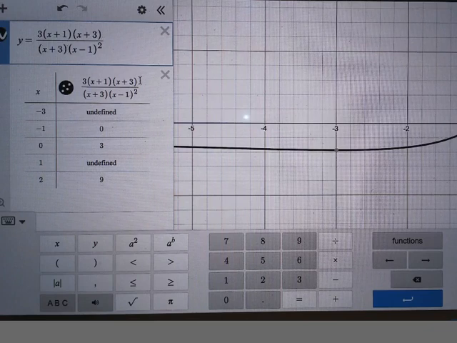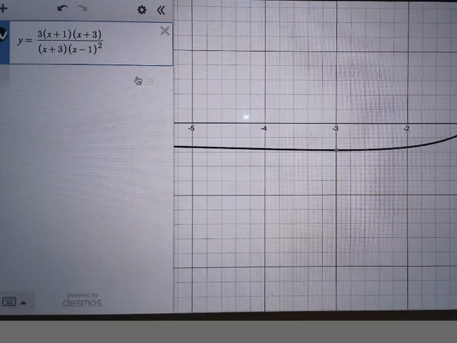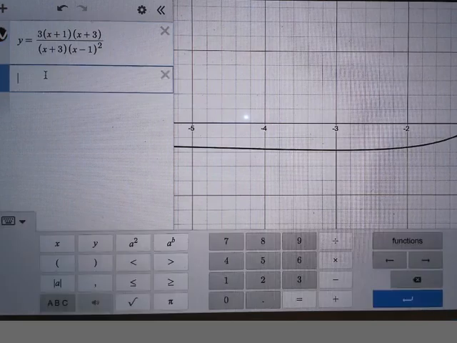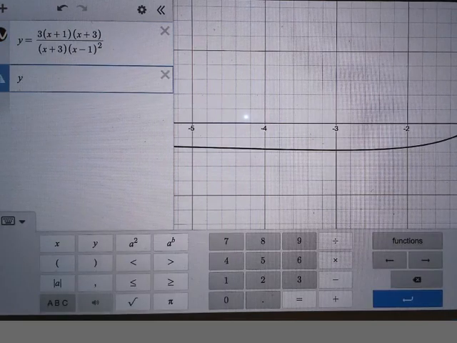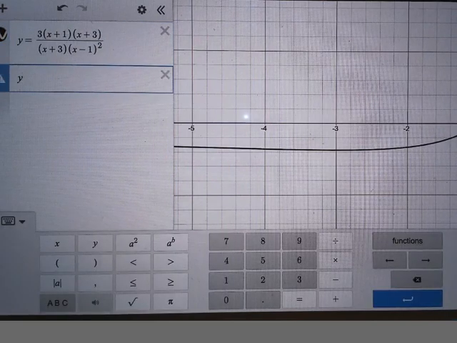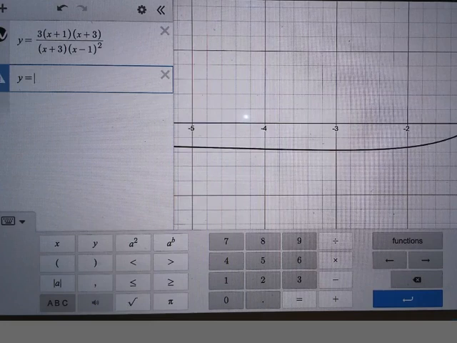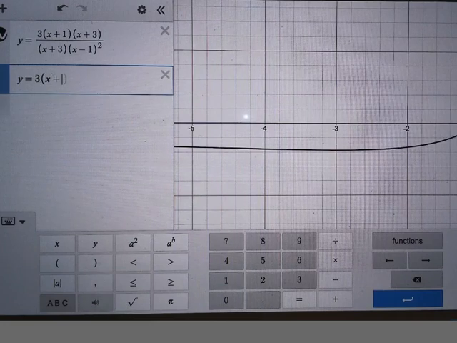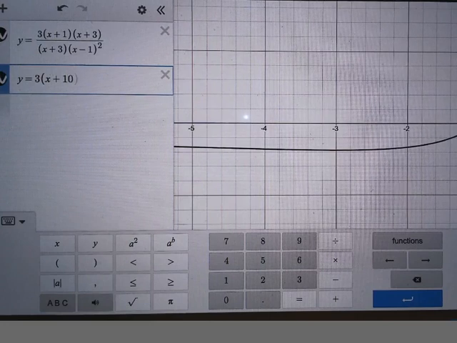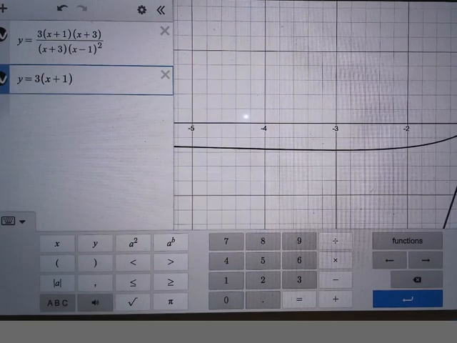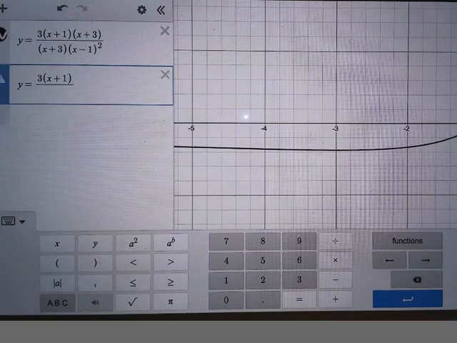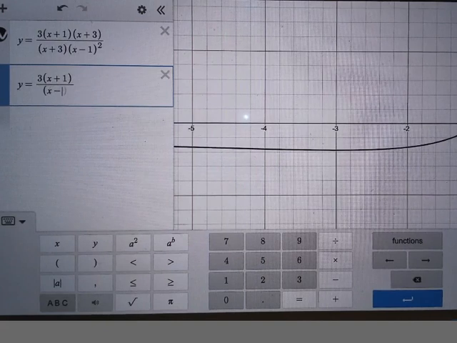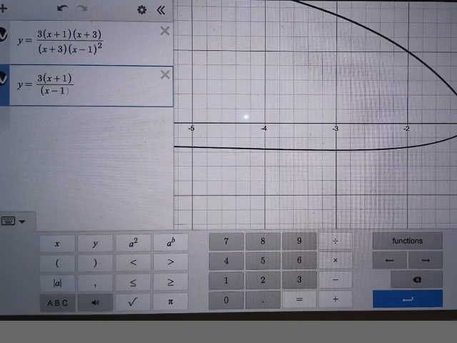Now, that's because these cancel. And if they cancel, this equation would look like y equals, and in the numerator it's 3 parenthesis x plus 1 close parenthesis, and in the denominator it would be parenthesis x minus 1 close parenthesis squared.